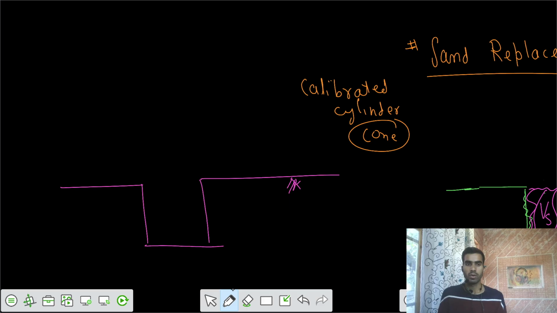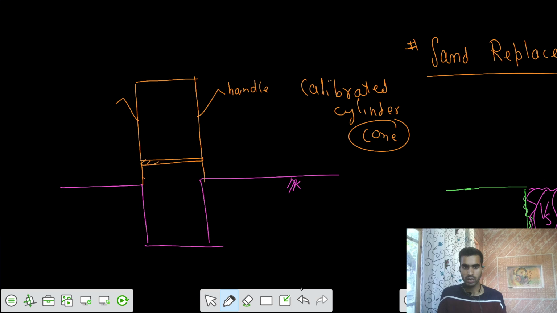Let's say we have attached that here. Let's say this is your handle. This is the handle, and we have some shutter also. Let's say there's some shutter somewhere here. This is your shutter. And we have some sort of assembly that we call the cone assembly. We have a cone assembly here.